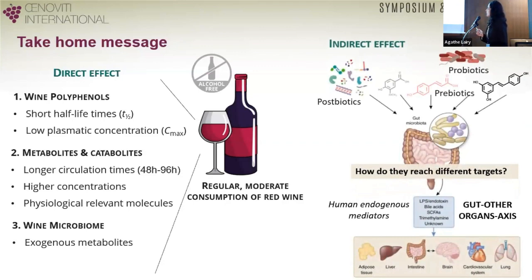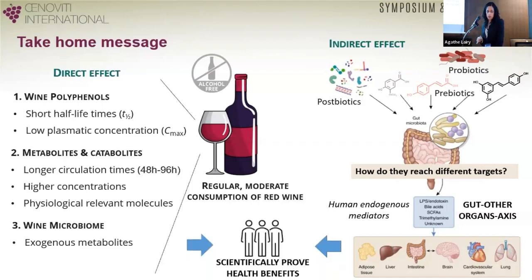But we have also an indirect effect. So everything that is also in wine concerning postbiotics, prebiotics, and probiotics, all this can, in fact, modulate our gut. And you may be asking, how do they reach the different targets? They don't need to reach different targets. They just need to modulate human endogenous mediators, so we can get a gut to all other organs axis effect. So by this approach, we can in fact improve our health, but we need obviously scientific proofs of this.